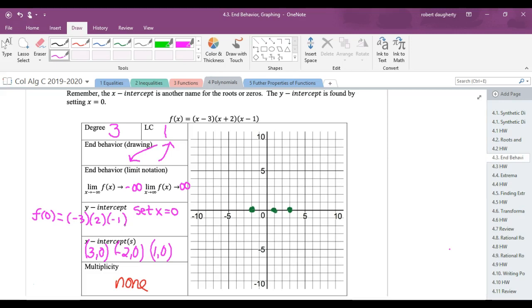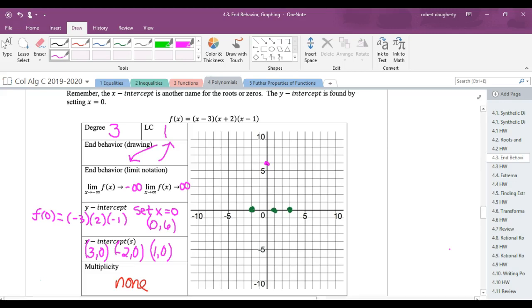Six, okay? So this tells me that the y-intercept is the point (0, 6). So if I go to (0, 6), that is right here, okay? So I now know 4 points on this graph. Now, where is this graph going to start? Is it going to start up here, or is it going to start down here? Yeah, it's going to start down here.